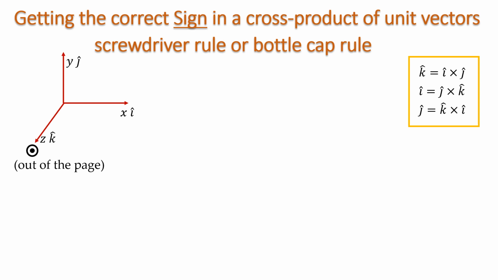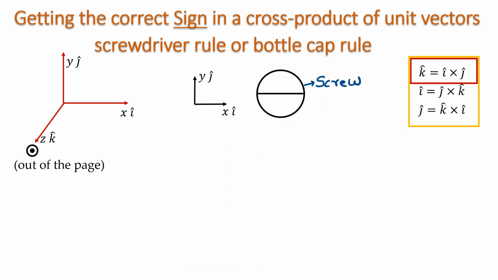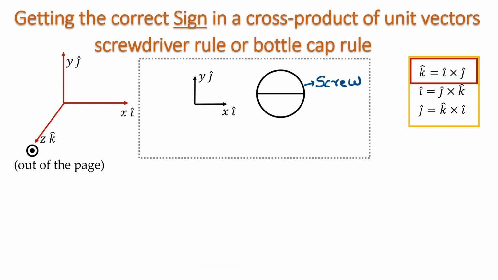Now that you have memorized the configuration of X, Y, Z axis, let us see what is screwdriver or bottle cap rule. As the first case, we will find a way to remember unit vector k is equal to i cross j. We draw the graph of x and y axis. We also show the top view of screw, or consider as a bottle cap looking from the top.